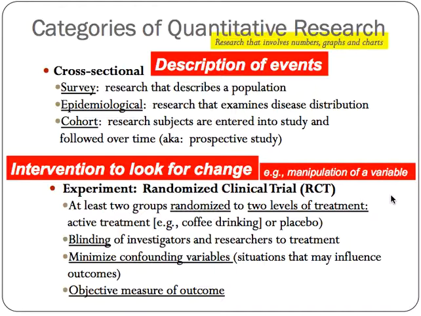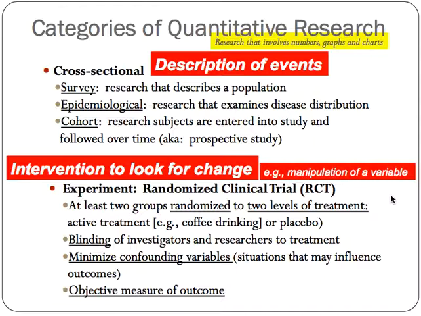On the other hand, in randomized clinical trials, you do have an intervention or manipulation of a variable to observe changes or differences in results. So in randomized clinical trials, you have at least two groups that are randomized into at least two levels of treatment, an active treatment or a placebo. In this type of research, it's important that the participants and the researchers are blind to the treatment, since we want to ensure that any results are due to the treatment and the treatment alone.